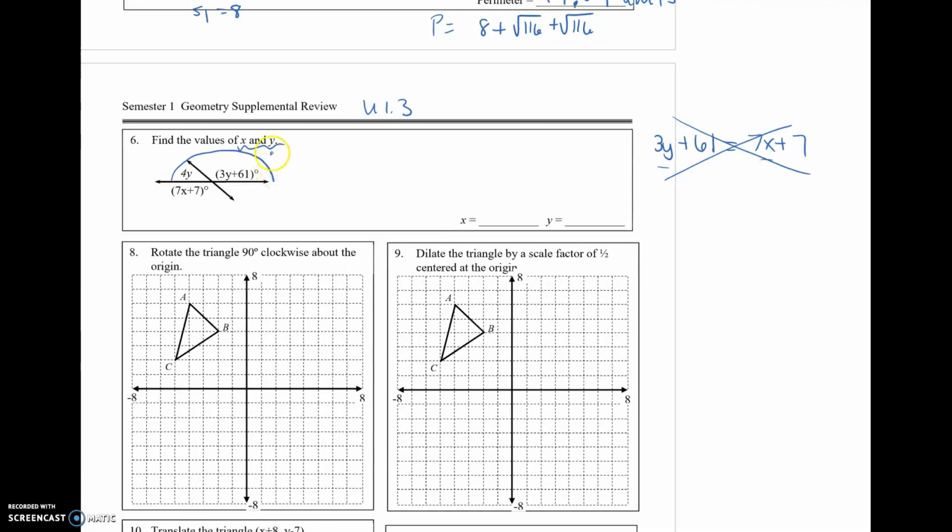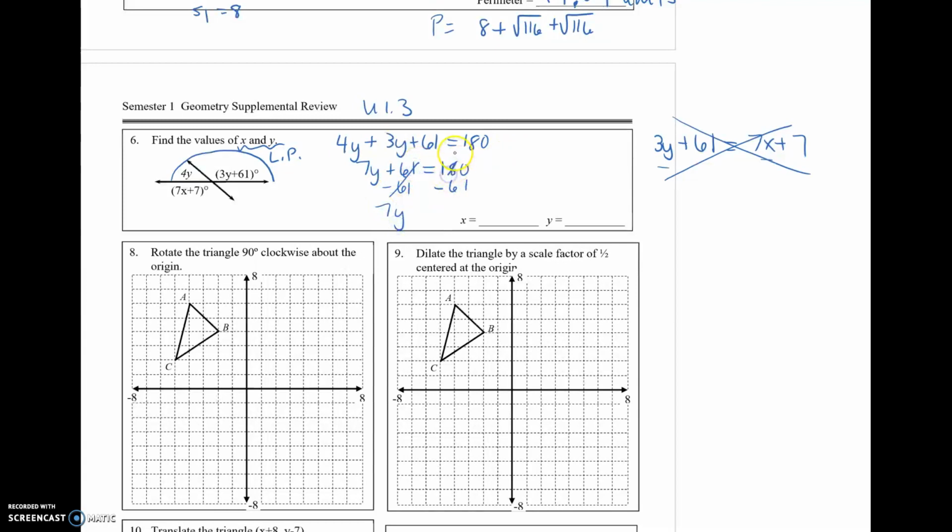So this is a linear pair. So I know 4y plus 3y plus 61 must equal 180. And if you're wondering how I started with the y's, it's because I don't have anything else with an x. So I'll combine my like terms, and then I'll subtract. I don't know if you can hear that. My computer is making weird noises. I'll subtract 61 from both sides.